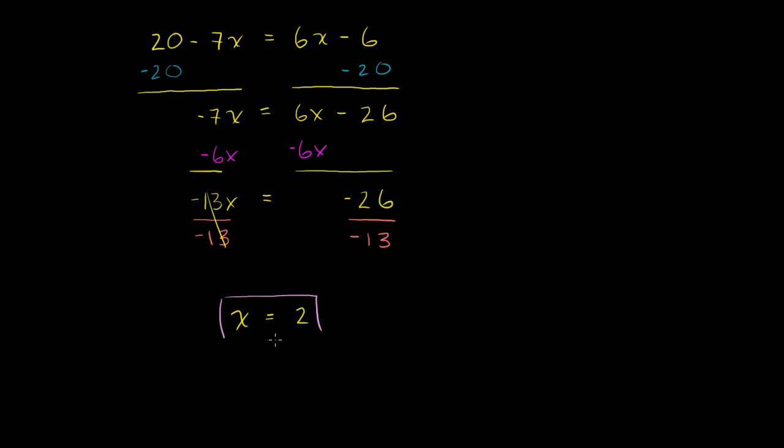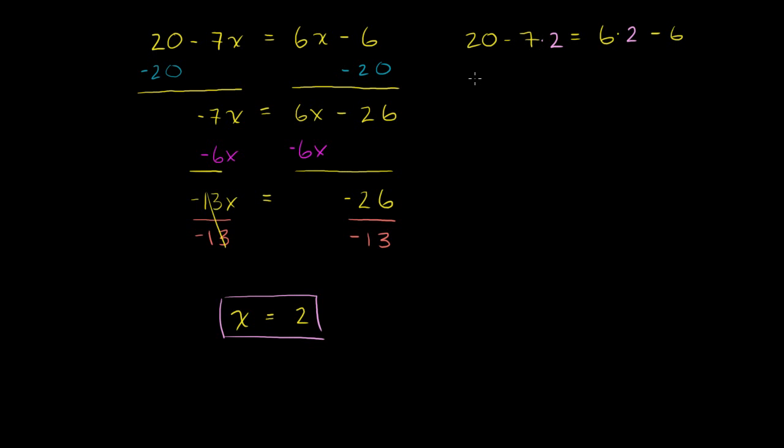Now let's verify that it really works. That's the fun thing about algebra. You can always make sure that you got the right answer. So let's substitute it back into the original equation. So we have 20 minus 7 times x. x is 2. Minus 7 times 2 is equal to 6 times x. We've solved for x. It is 2, minus 6. So let's verify that this left-hand side really does equal this right-hand side.